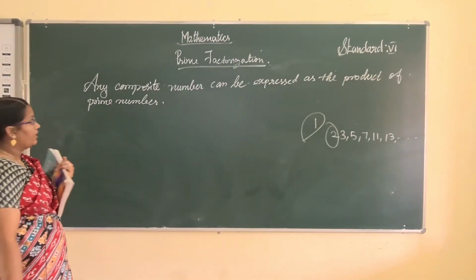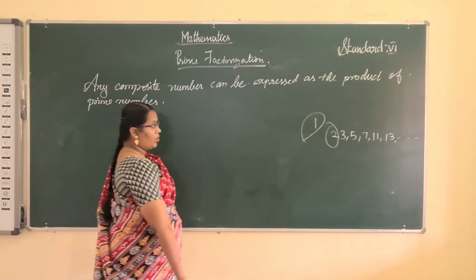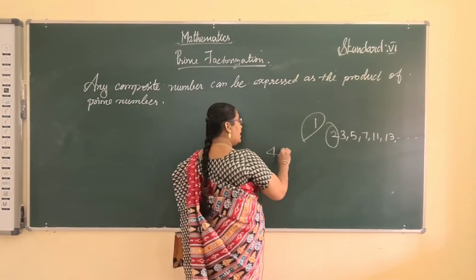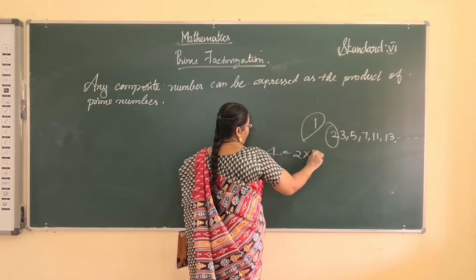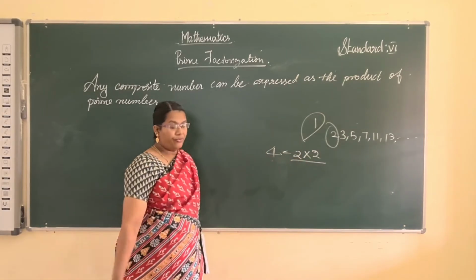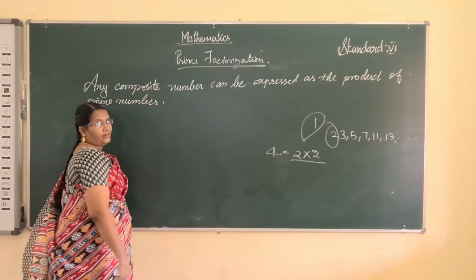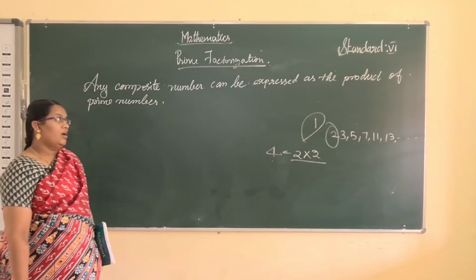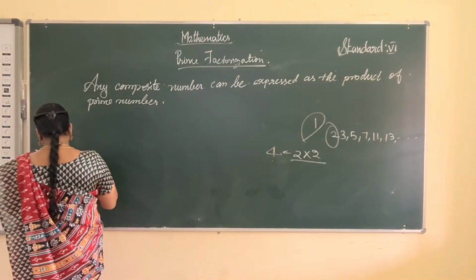So what is the meaning of prime factorization? Take a composite number, for example 4. 4 is a composite number. It can be written as the product of two prime numbers: 2 twos are 4, and 2 is a prime number. That is called the prime factorization method. See an example.